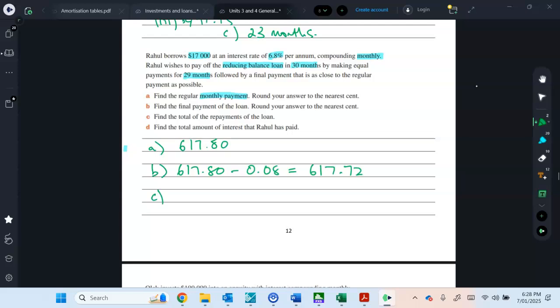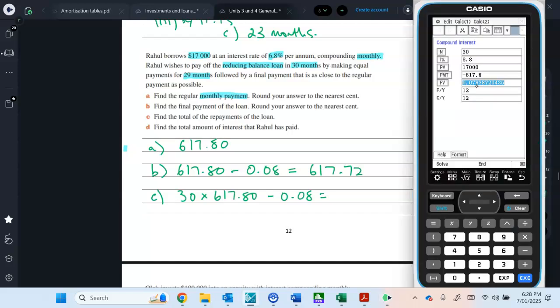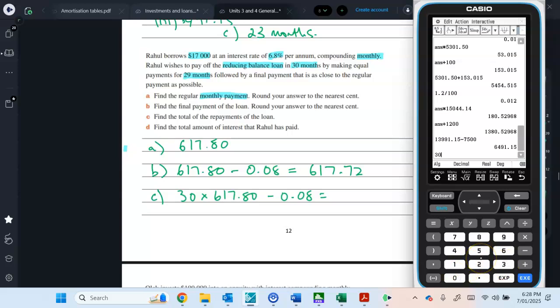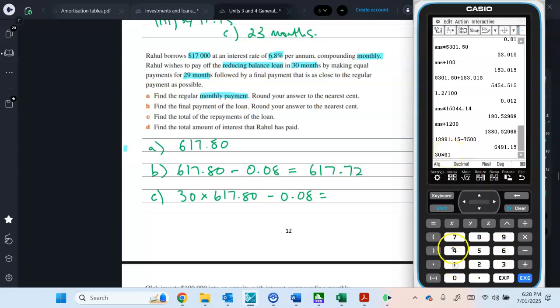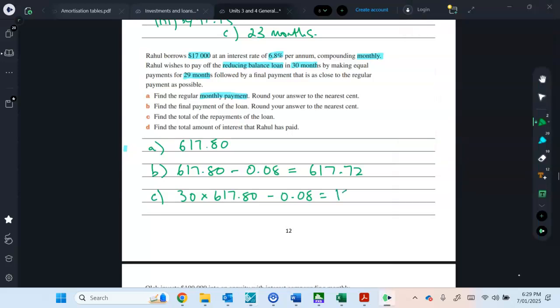Find the total of the repayments of the loan. So 29 times 617. Oh, actually, what we can do, it's an easier way, sorry. 30 times 617.80, and then we can take away that 0.08. So 30 months. So I'm just making sure, yeah, I did it very quickly. I was just worried I didn't put the thing in properly. All right, 617.8 minus 0.08. So the total repayments was 18,533.92.